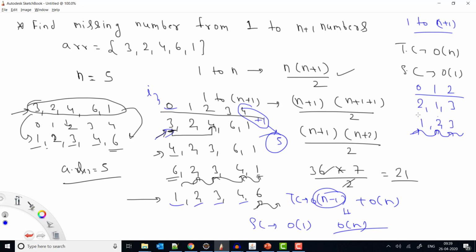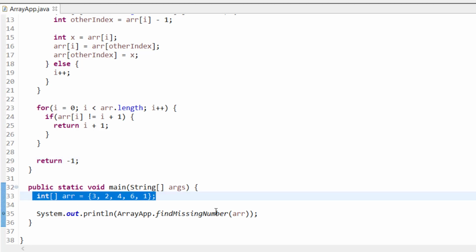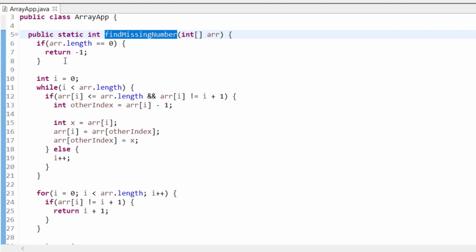So let me show the code as well so that you can understand it better. So here I have all the array values, and here I am calling the function findMissingNumber where I am passing the array. Now in this case, this is a negative case. Let's say if my array length is 0, then I can return -1, because if the array is empty it means there is no missing number. So this is a negative case.